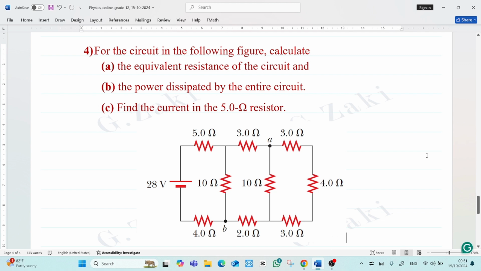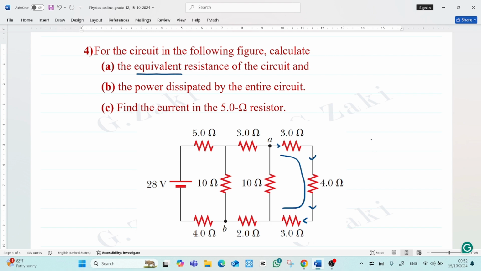Next question. For the circuit in the following figure, calculate the equivalent resistance. How can we decide whether resistors are in parallel or in series? If the current splits into I1 and I2, it's parallel. If the current is the same, it will be series. Now, here, can you see the current? It is the same current in that branch. Then those resistors are in series.